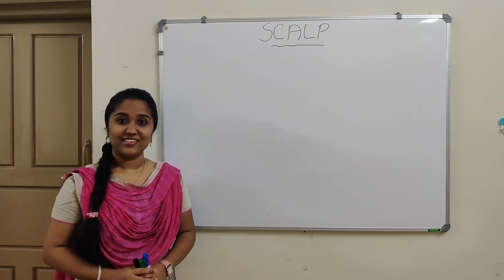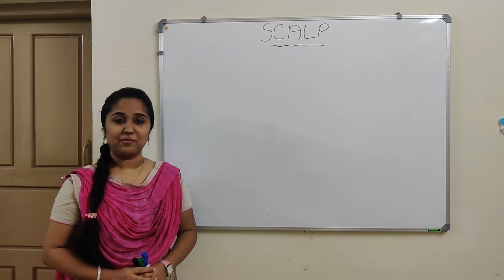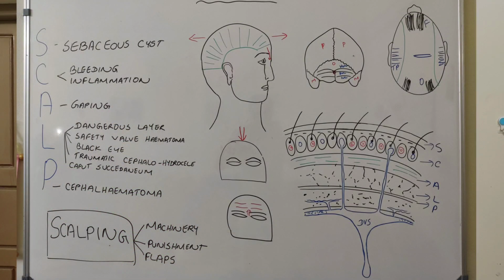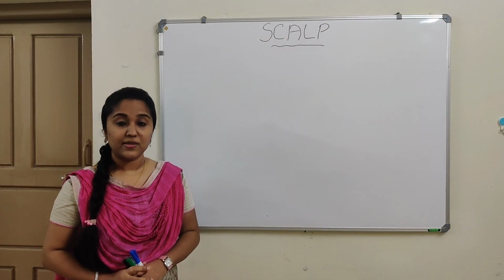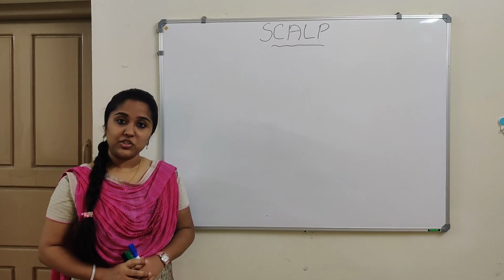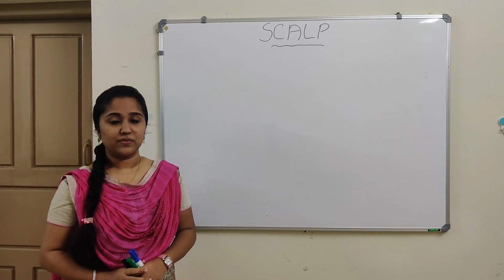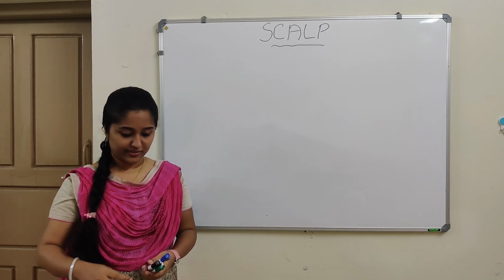Hello everyone. Today we will discuss the rest of scalp. We have already discussed the attachments, layers and the applied aspects related to each layer. So now we have to discuss the nerve supply and the blood supply, which includes arterial supply, venous drainage and then the lymphatic drainage. So first we will see the nerve supply.